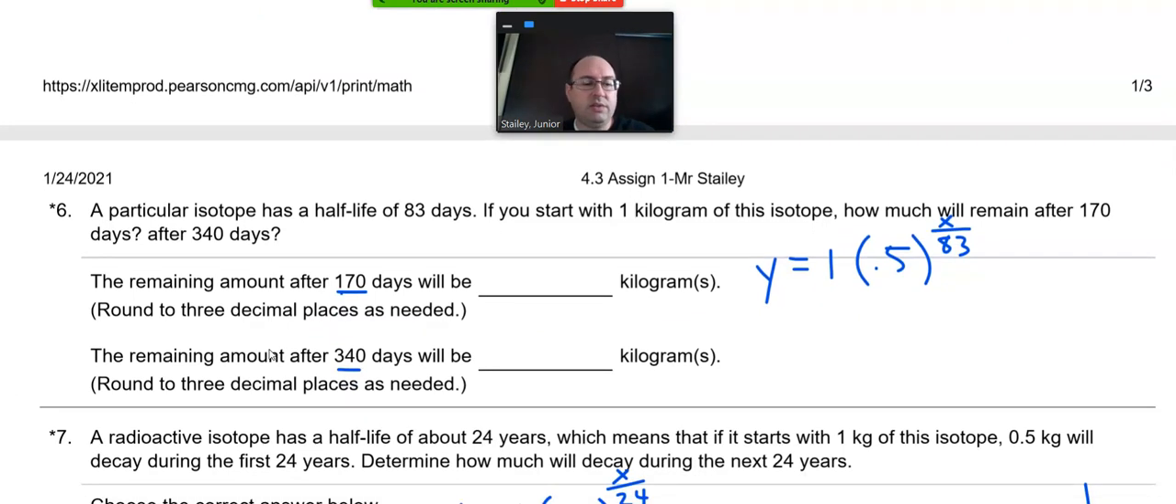Question 6. I know this is kind of a longer Swyk, but I guess I could have split it into 2. I didn't really think I should, but maybe I should have. We've got half-life of 83 days, so that's going to be the denominator of the exponent. We're starting with 1 kilogram. That's the starting amount. So instead of being a percentage, it's actually an amount of kilograms. Growth factor always 0.5, so we're going to start with 170 and then move to 340.